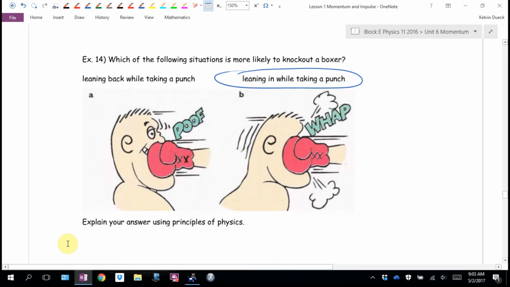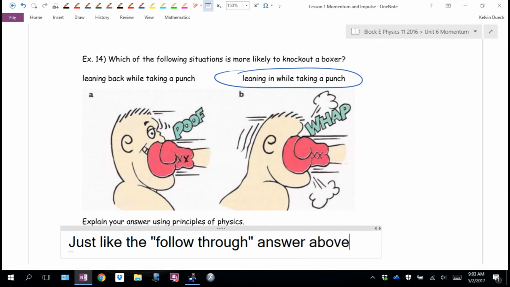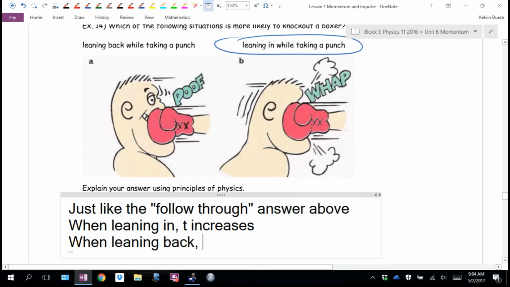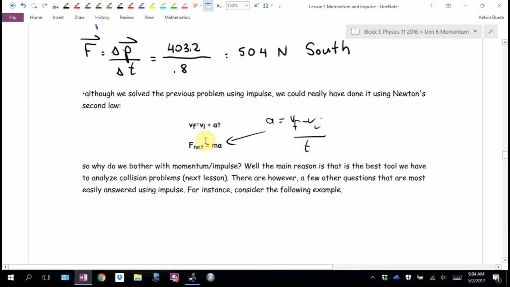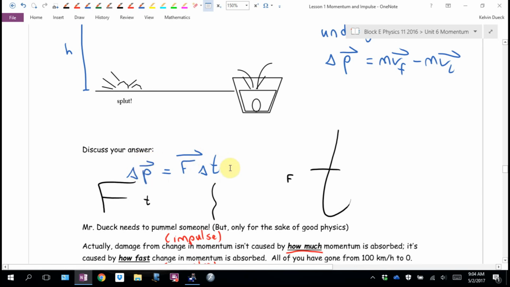Just like the follow through answer above, when leaning in, T increases. When leaning back, T decreases. Time of impact decreases. You don't come in contact with it for as long. You're starting to see why, even though we could solve all of this with Newton's laws and vf equals vi plus at, it's sometimes nice, especially when there are collisions involved, to think about force as having some kind of time component, and that's why the impulse equation is so nice. It gets a force, a change in velocity, and a time component all in the same equation. It really lets us think about what's going on here.